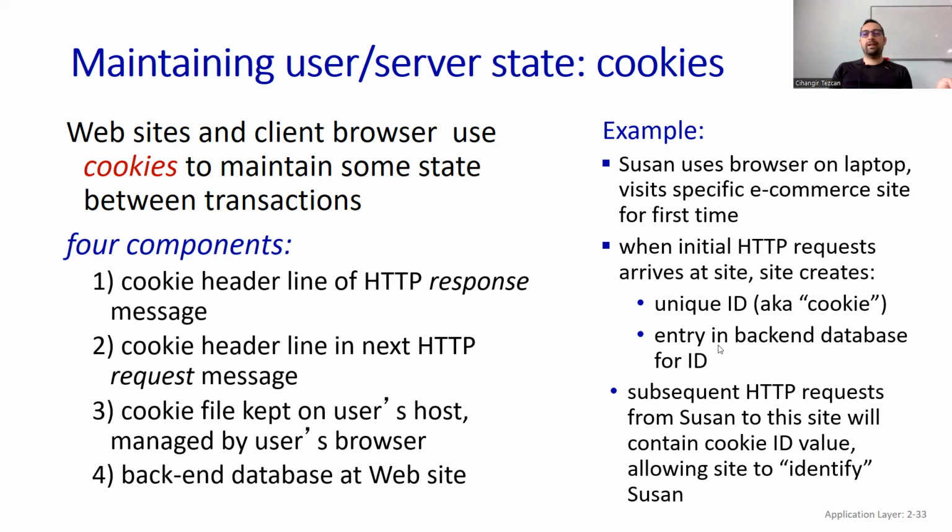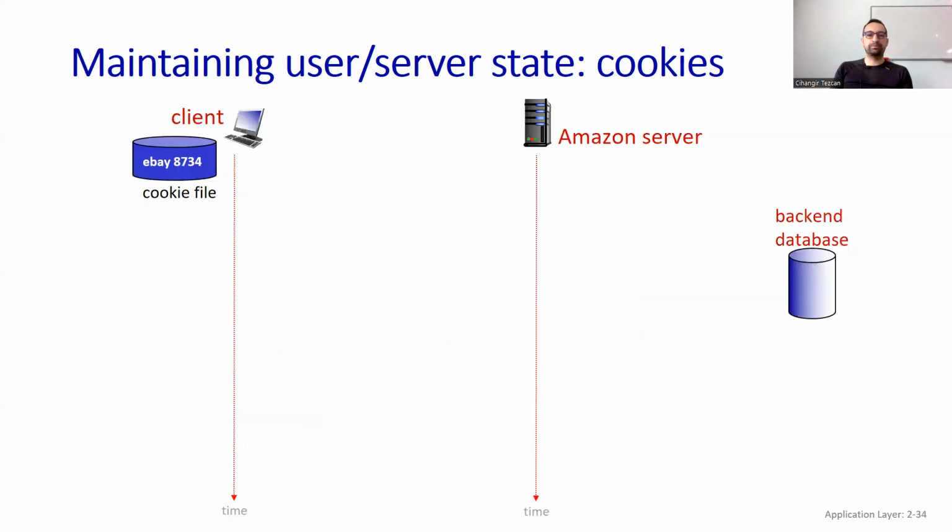So they create the ID and write it to their database, saying that this user will now be referred to with this unique ID. So it is generally a very large integer, okay? Randomly created most of the time. So subsequent HTTP request from Susan to this site will contain cookie ID value, allowing site to identify Susan. So this way, if you use the same ID in different devices, they will always know who you are. Actually, this happens when you create an account.